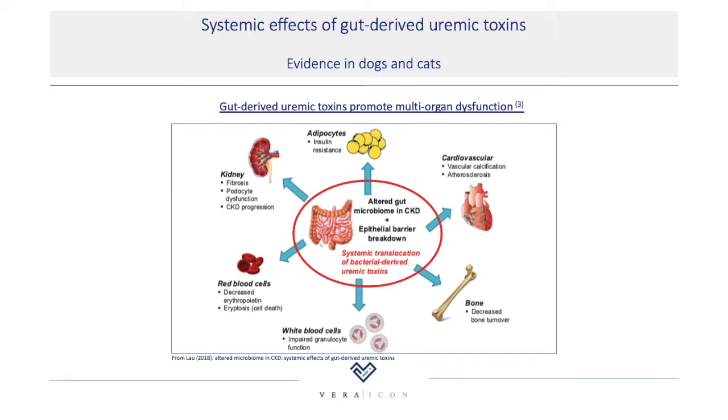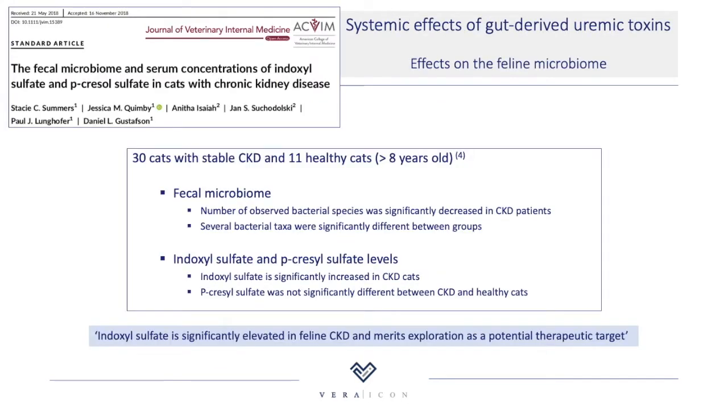There's a high influence on the microbiome, at least in people. So what do we know about this change in microbiome in CKD in cats or in dogs? Well, there's this one paper, a very recent and nice study, where they looked at the influence of indoxyl sulfate on the fecal microbiome in cats with CKD. So they had 30 cats with stable CKD. They had 11 healthy cats to compare with. And they looked at indoxyl sulfate levels and p-cresyl sulfate levels in these cats.